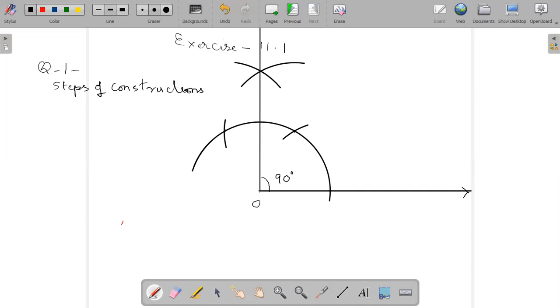Constructions. So first, what we did first, this is point A, suppose, draw a ray OA.